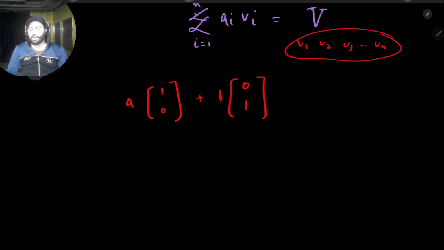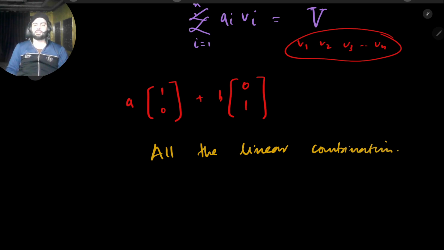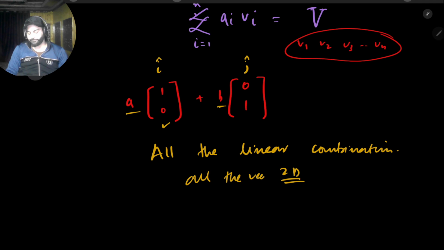Can you tell me, if I have all the linear combinations, which vectors would I be able to get? Can I get all the vectors that are in 2D by using this 1 comma 0 and 0 comma 1, basically i hat and j hat? If I use all the linear combinations, I can put any values for a and b. So what vectors can I get? Can I get all the vectors in 2D? What do you say? Can I get all the vectors by using the combination of these two?